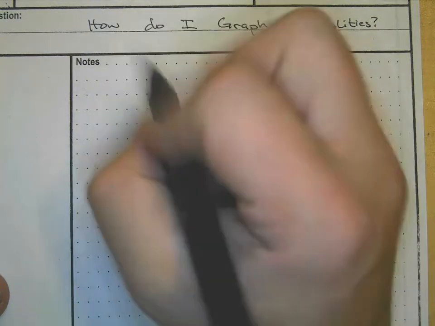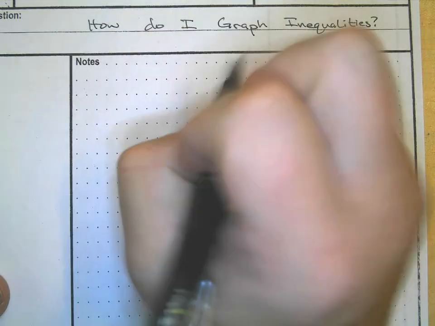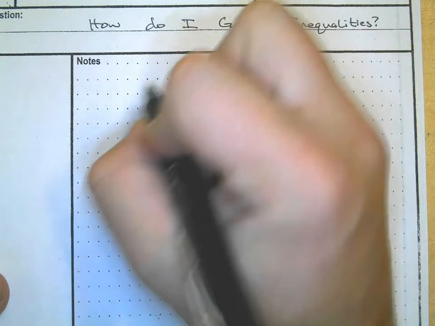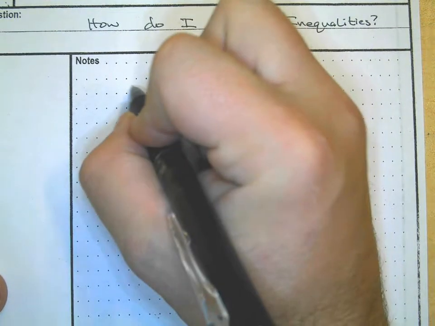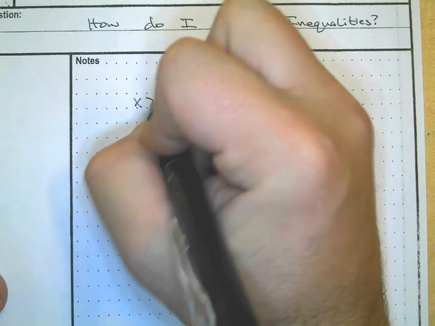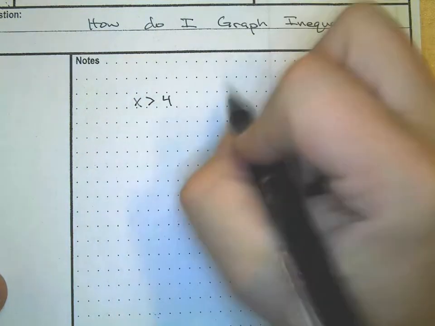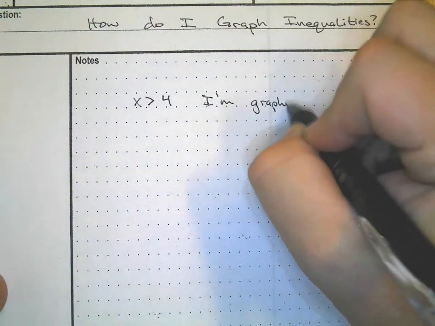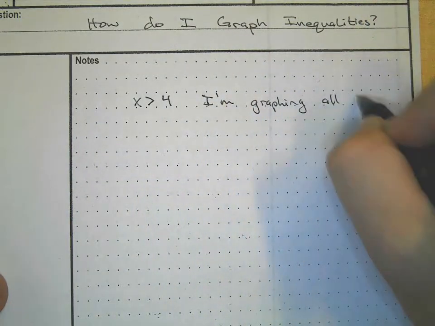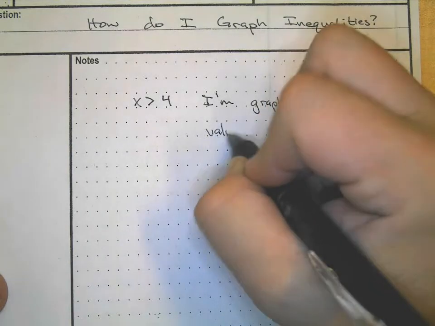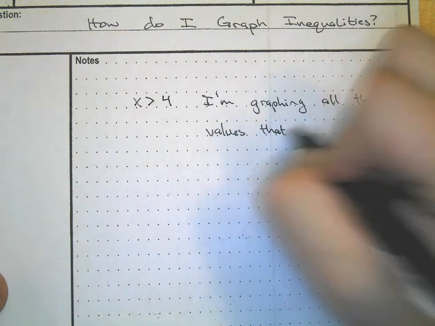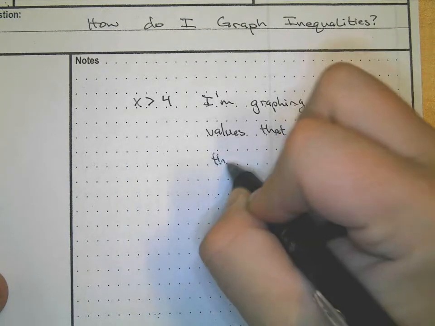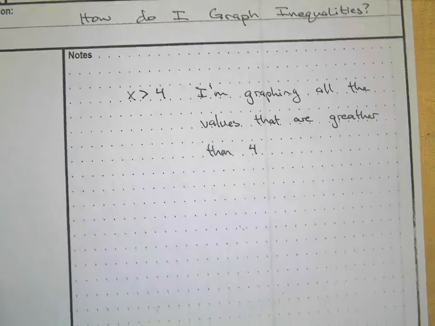So to graph inequalities, we need to know two things, or more than two things. But it's important to realize how we're going to start. So if I have x is greater than 4, I'm graphing all the values that are greater than 4.